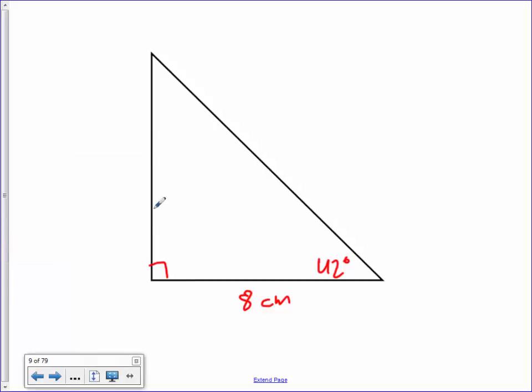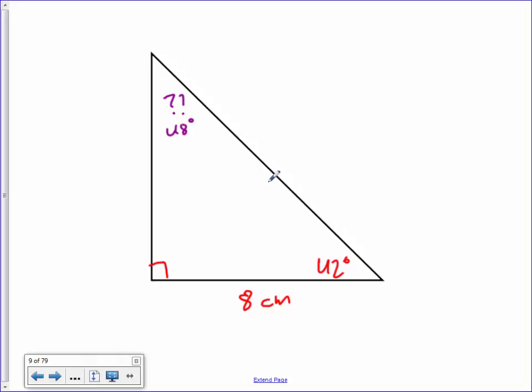So I'm going to use another color pen. What would this angle right here be? How are you solving it? Yeah, exactly. So take 180, take away 90, take away 42, you get 48. Does that make sense?